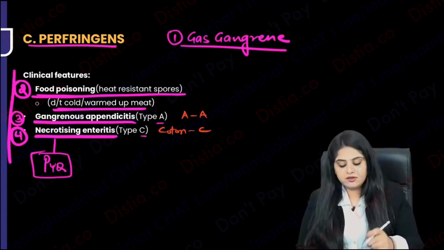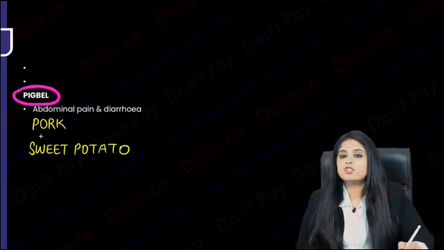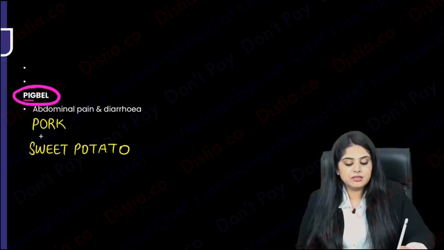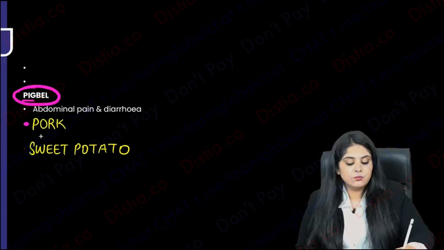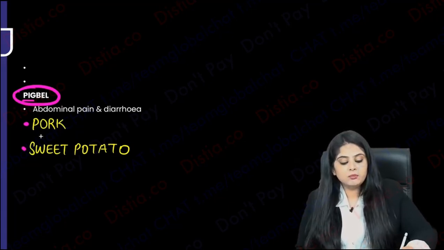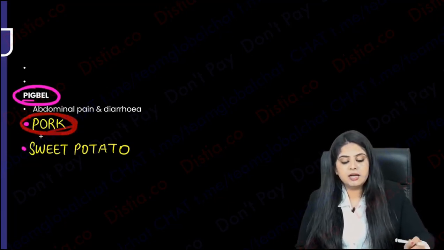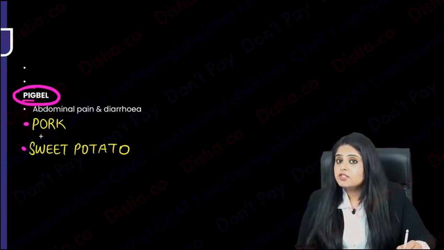In fact, I'm going to tell you one very interesting food poisoning. Its name is pig bell. Pig bell is something which is not very common in India, but very common in European countries. And what is pig bell? So pig only tells me that, okay, there's going to be a pig involved. So there's going to be pork and potato. Pork consumed along with sweet potato can cause this. Why? Because pork means there is some kind of infection that is going to come. Infection means Clostridium perfringens can come.